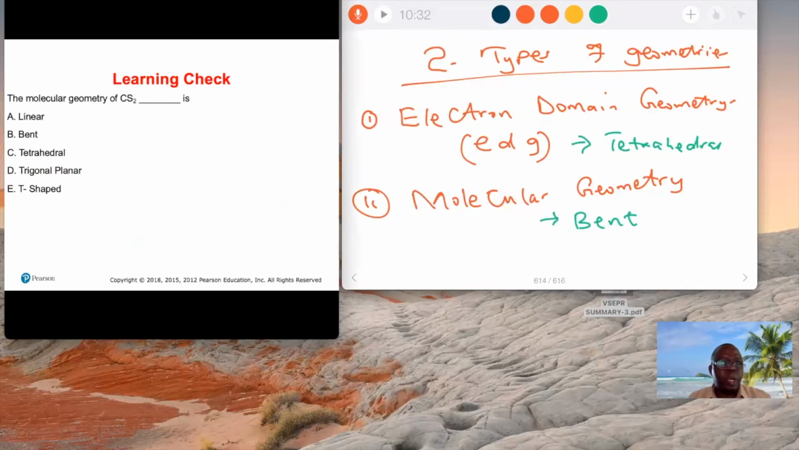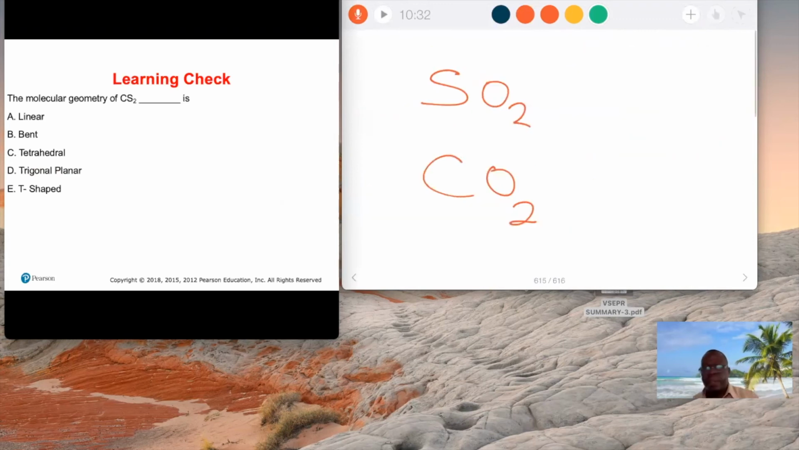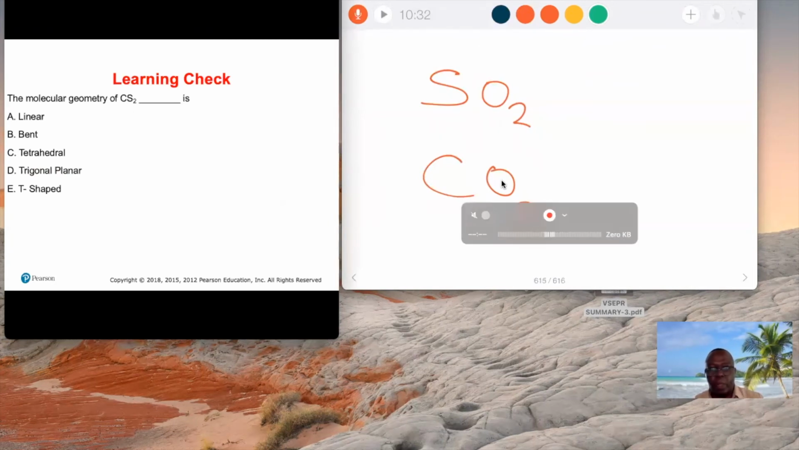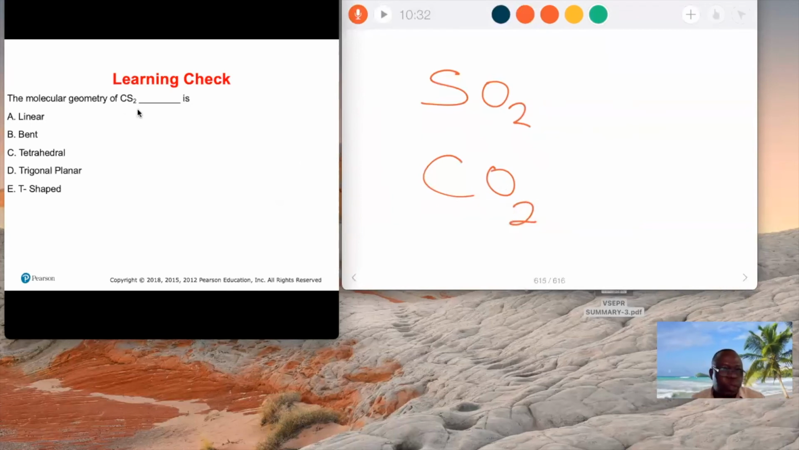If you look at this, what is the molecular geometry of CS2? If you look at these two molecules and this, somebody may say it is linear because this one was linear. This was linear, and then maybe this one also will be linear, assuming that they are looking at the PowerPoint slide and they don't know how to go about it. You may think that they will all be linear, but that is not the case.